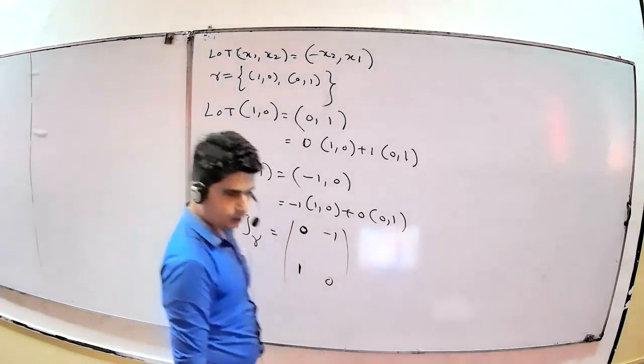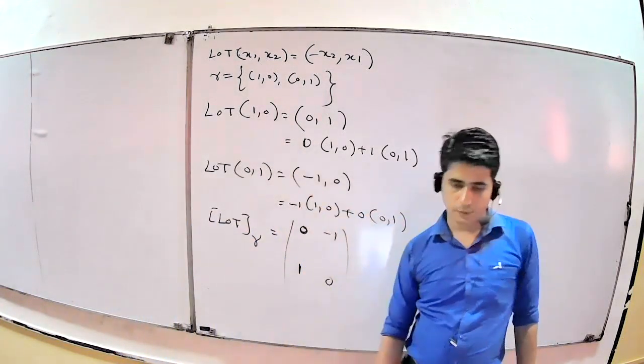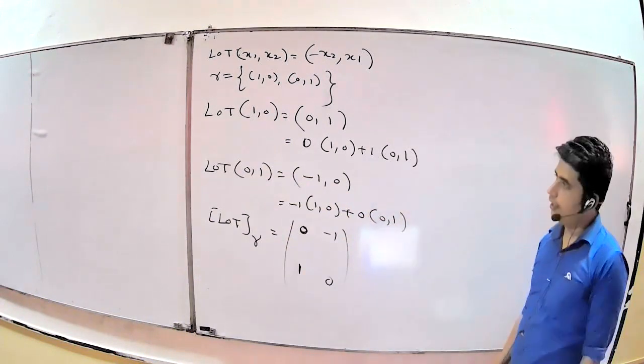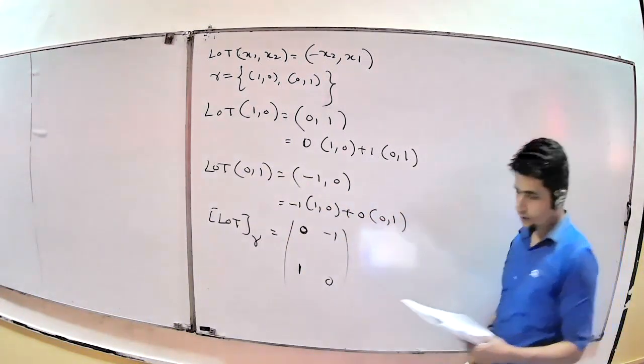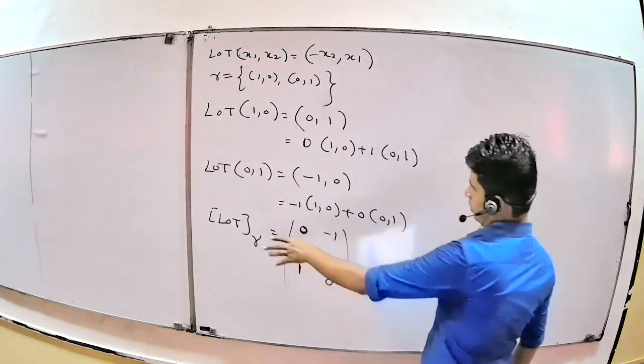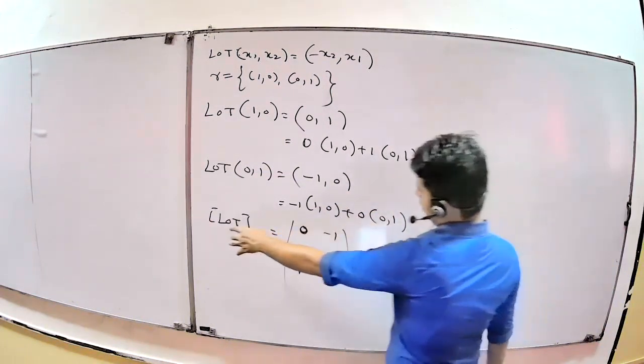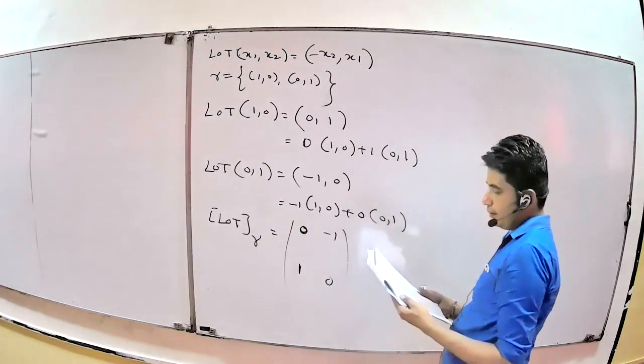Now they asked to prove that this representation matrix is equal to the product of the representation matrices of L and T. Let me check that one. That is one of the theorems, right? The representation matrix of the composition is the product of the two representation matrices. You are going to verify that theorem.